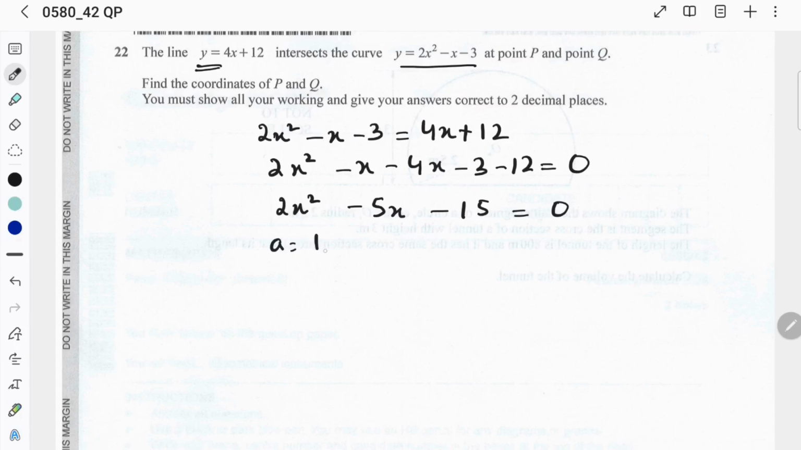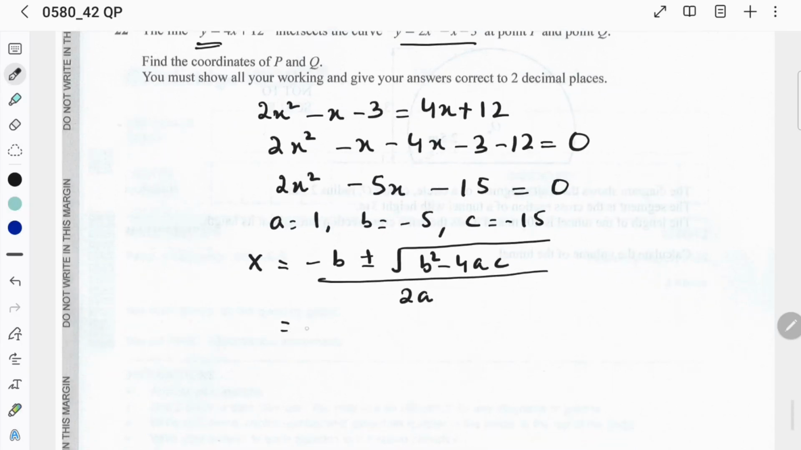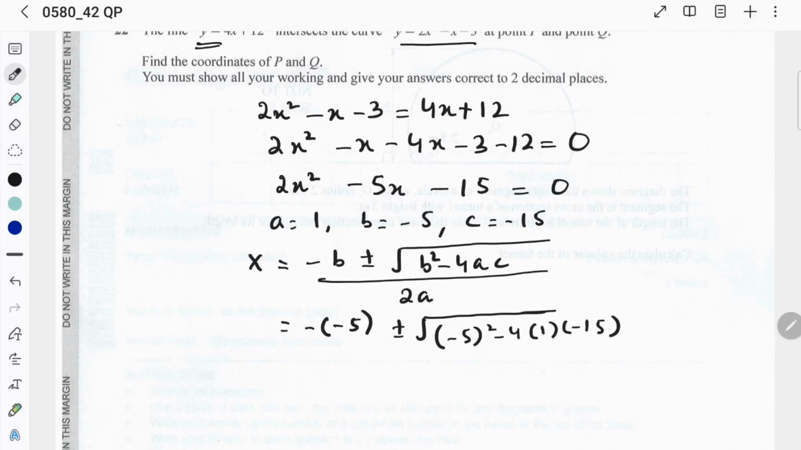So a is 2, b is minus 5, and c is minus 15. 15 times 2 is 30, not getting the factors, using the quadratic formula now. x is equal to minus b plus minus square root of b square minus 4ac upon 2a. Always this type of question is lengthy, so you have to be careful. More steps, you can make more careless mistakes. So minus minus 5. For this, you must write down all the steps. Minus 5 square minus 4 times 2 times minus 15 upon 2 times 2.